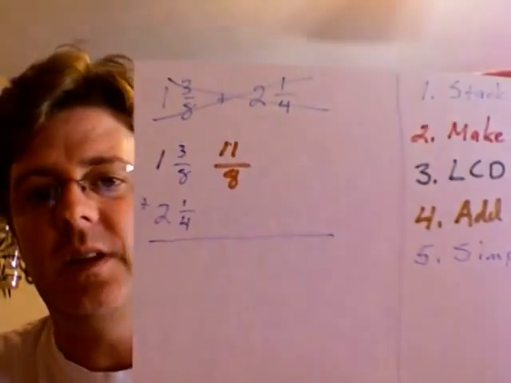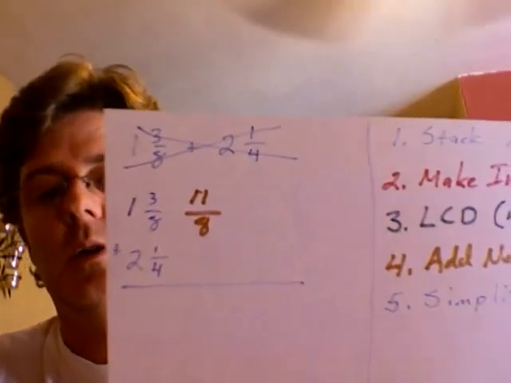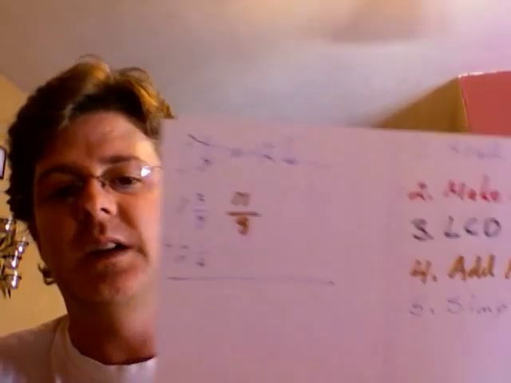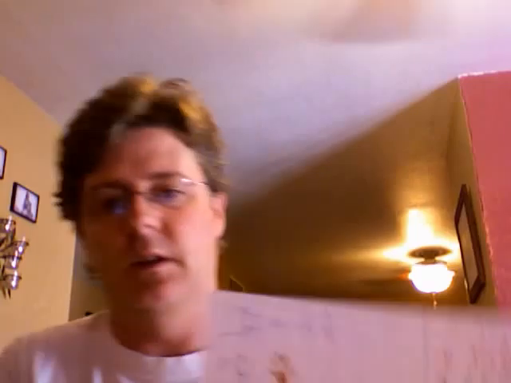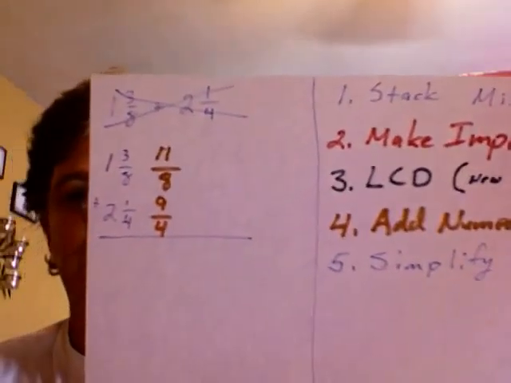Alright, here we go. We've got to make some improper fractions. And how do you make improper fractions? You multiply the whole number, which is 1, times the denominator, which is 8, and then add the numerator, which is 3, and that's your new numerator. So your new numerator is going to be 11, and your denominator is going to stay the same. Alright, 1 times 8 is 8, plus 3 is 11, that's your numerator. 8 stays the same. Next, 2 times 4 is 8, which is the whole number times the denominator, plus 1 would be 9, so you get 9/4. Be careful, you always keep your denominator, and that is a look at step 2, make improper. Okay? There you have it.